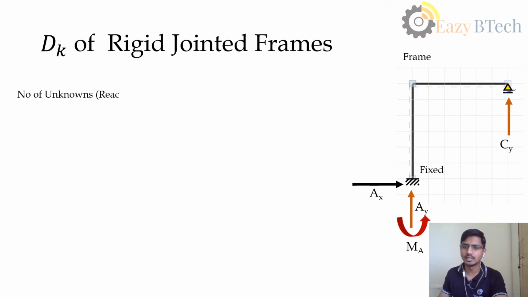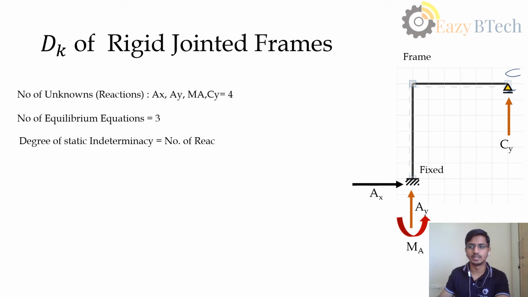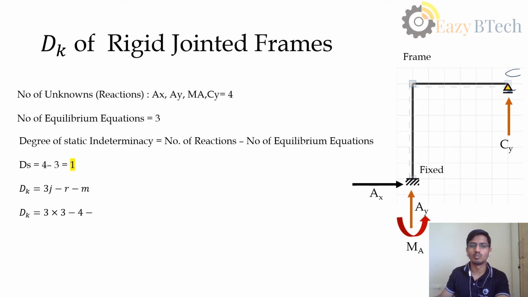Now let us take another frame where we have the support on the other end. Here, at the fixed end, we have 3 reactions: AX, AY, MA. At this point C, we have 1 reaction. So the degree of static indeterminacy is the number of reactions minus the number of equations, that is 4 minus 3, which is 1. It is a statically indeterminate frame because of this extra support.